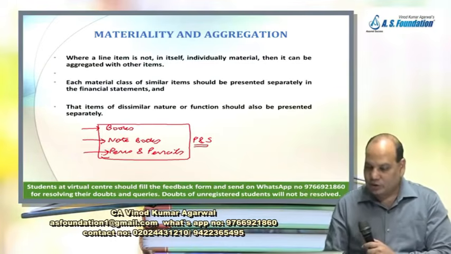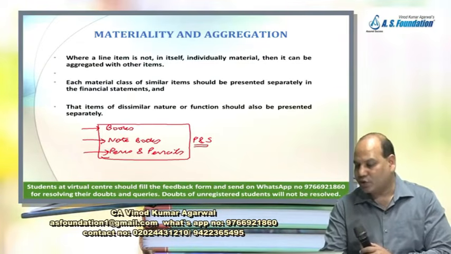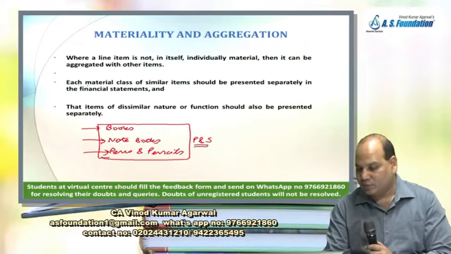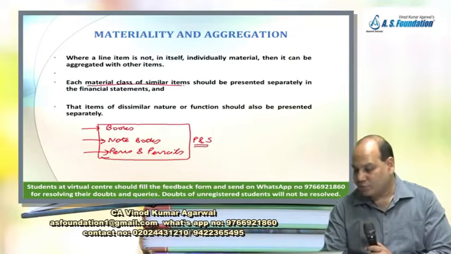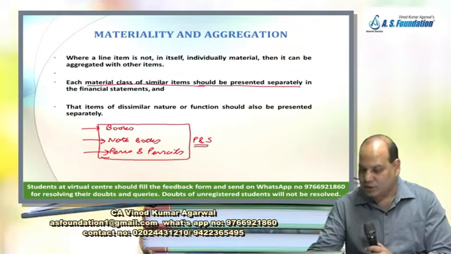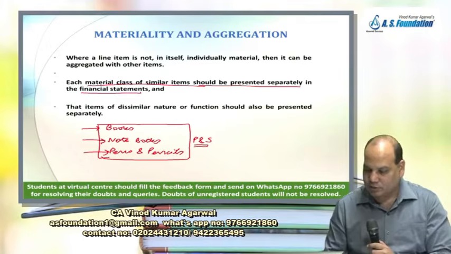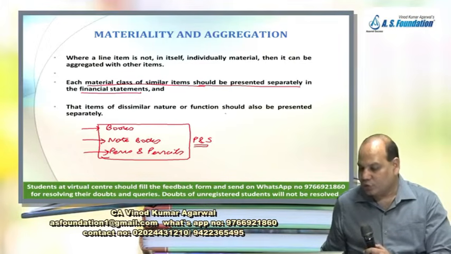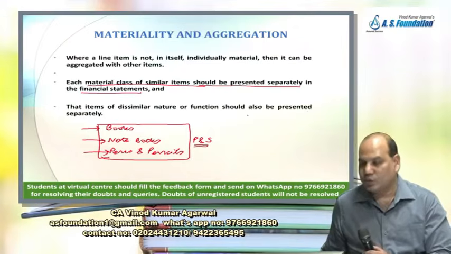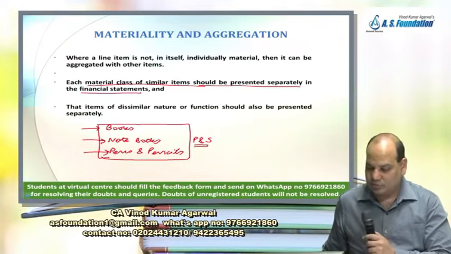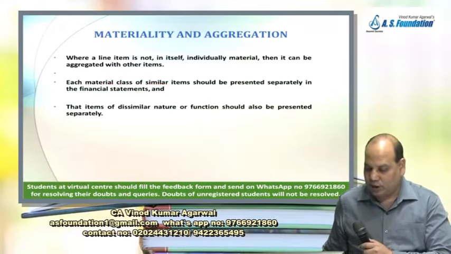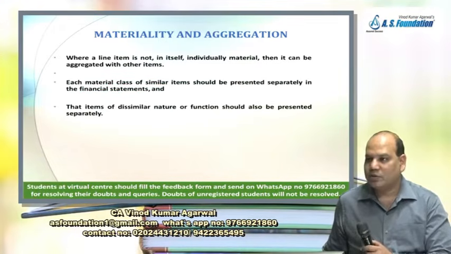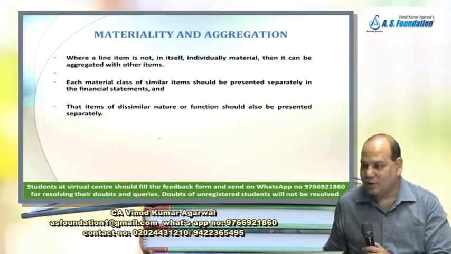Okay. Then each material class of similar item should be presented separately in the financial statement. Items of dissimilar nature or function should also be presented separately. So you can't add employee benefit expense with financial expense and write it as one line item. They are very dissimilar.